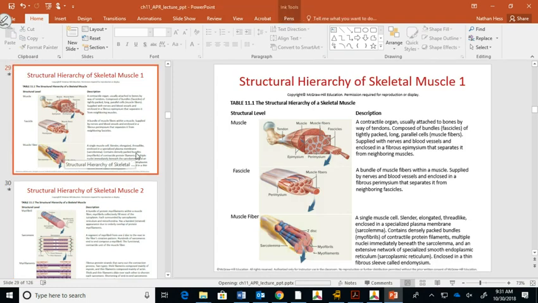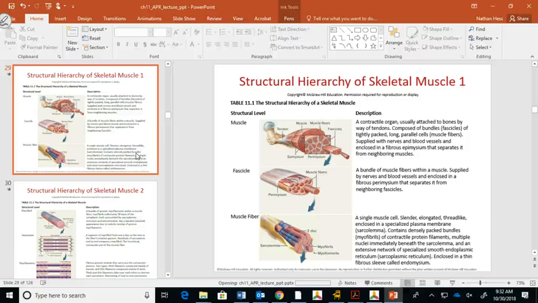Okay, let's take a look at this. I didn't actually put this in your study guide, but this table 11.1 on page 401 is a really good summary. They are taking you from big to small. At the biggest piece, you have the muscle, the actual organ that's attached to the bones by tendons. You've got these bundles, these fascicles, that are tightly packed, long parallel cells called muscle fibers. We all know what muscles are.